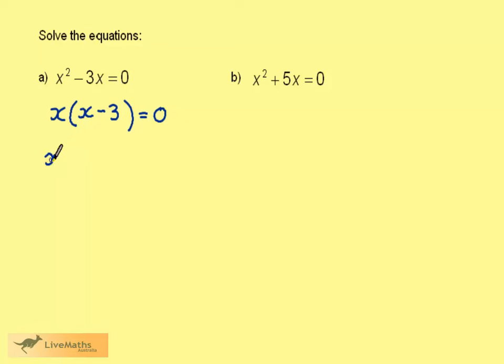Either the x is equal to 0 or the x minus 3 will be equal to 0. So we have x is equal to 0 or x is equal to 3.